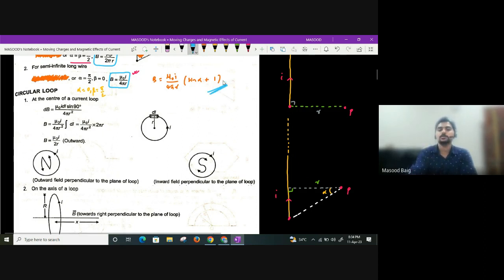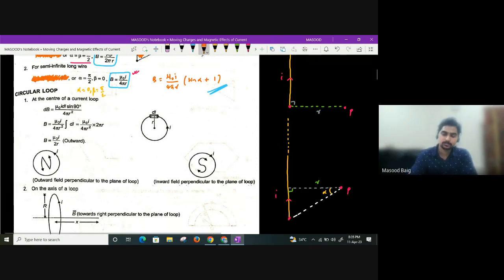Two cases in a semi-infinite long wire, guys. Clear, all of you? For a finite wire, mu naught I by 4 pi r times sine alpha plus sine beta. For an infinite wire, mu naught I by 2 pi r. For a semi-infinite wire, two cases: if the asked point is opposite to the finite end, and if the asked point is not opposite to the finite end. If the asked point is opposite to the finite end, mu naught I by 4 pi r. If it is not opposite to the finite end, then mu naught I by 4 pi r times 1 plus sine theta, sine alpha, sine beta, whatever it may be. Clear, all of you?